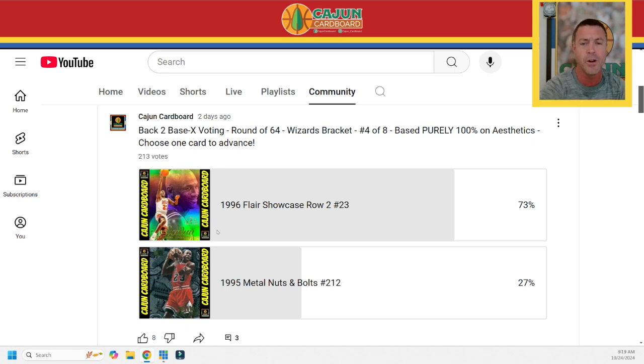Also, just a reminder, I probably didn't do a good job of explaining this, but this is 90s Jordan base and subset cards only. So you're not going to see 86 Fleer or Star or 87 or 88 or 89 Fleer for that matter. So 90s cards only. You will see the 1990 Fleer card amongst other Fleer cards.